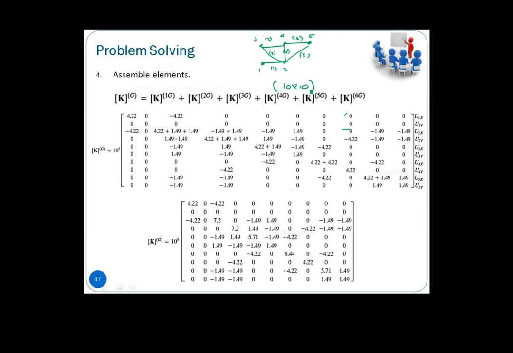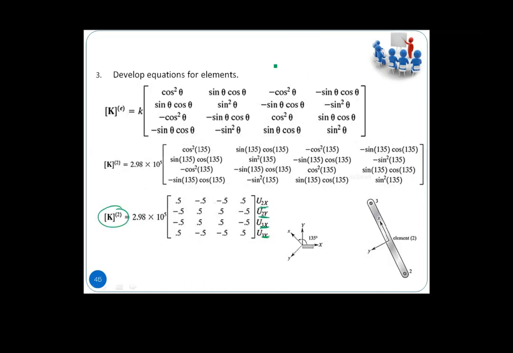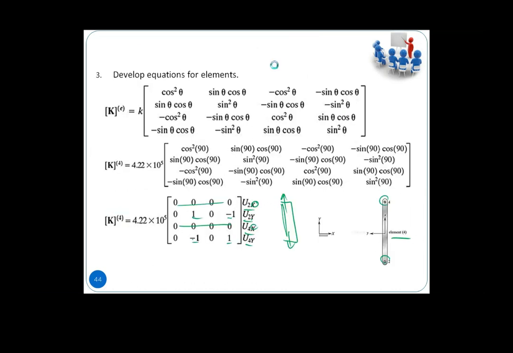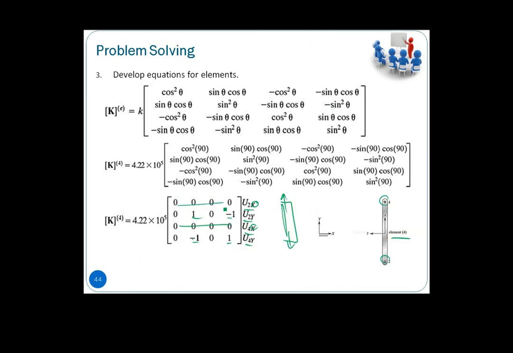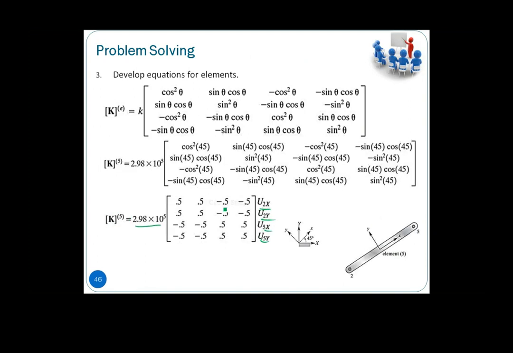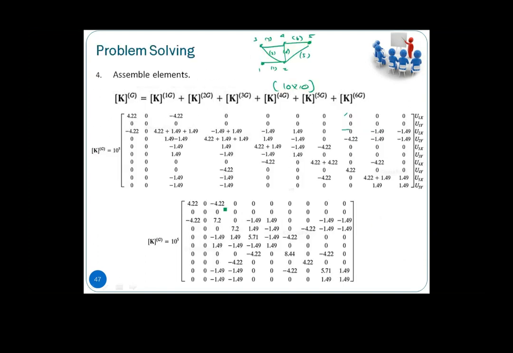Then if you look into the first one, just now we have obtained, if you look into node 1, our element number 1, it covers node 1 and node 2. So it's 4.22 in X only: positive, negative, negative, positive, K. Okay, 4.22. So in this case, you have this under X, Y, X, Y, right?